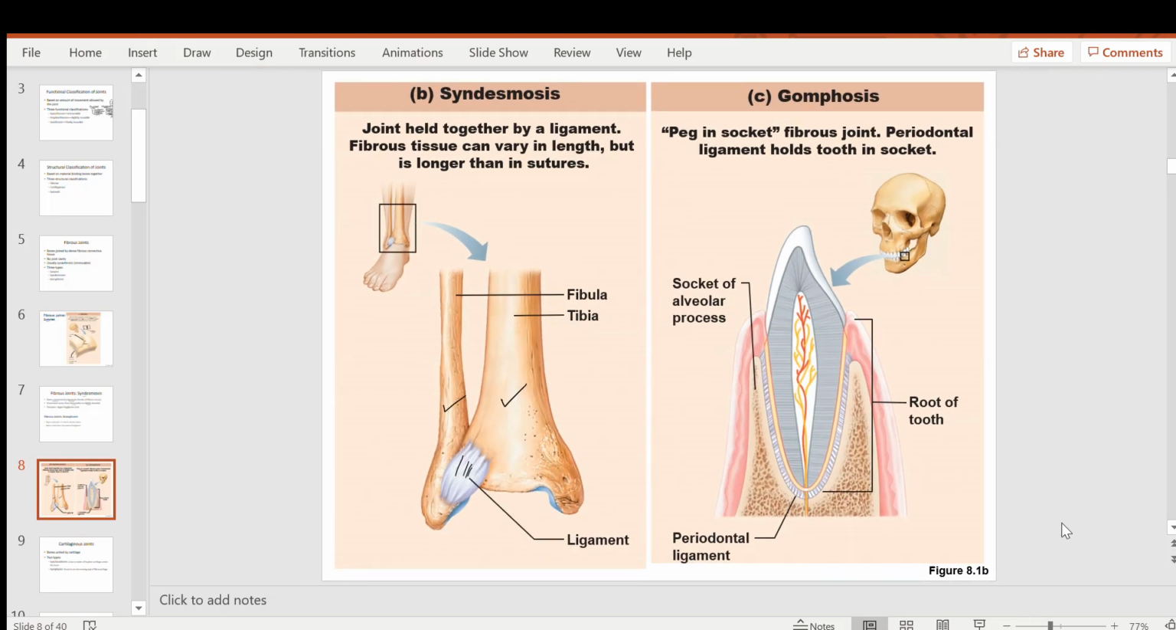And gomphosis is another type of fibrous joint. The teeth are attached to the bony sockets of your jaw bones by the periodontal ligament, and this is gomphosis. So your tooth articulates with the bony socket of your jaw bones, maxilla and mandible, by the periodontal ligaments here, and this is called a gomphosis type of fibrous joint. So those are the three types of fibrous joints.